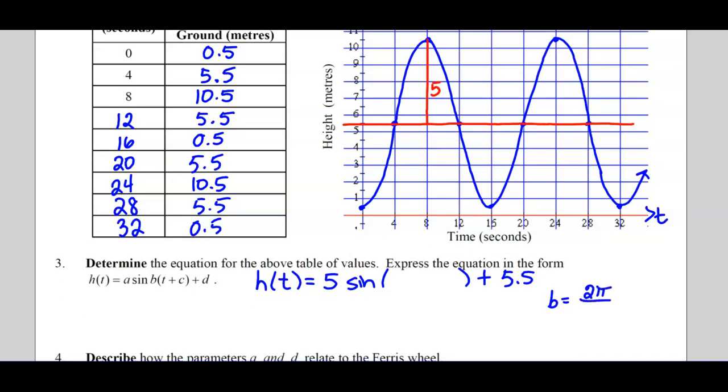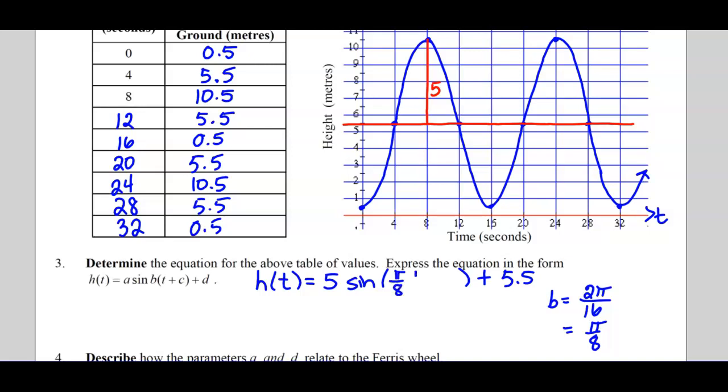We always use radians in this, not 360 degrees. So it's 2 pi divided by the period, which is 16. We talked about that. The time it takes to go a complete rotation on the Ferris wheel. And that reduces to pi over 8. So that's going to be pi over 8.